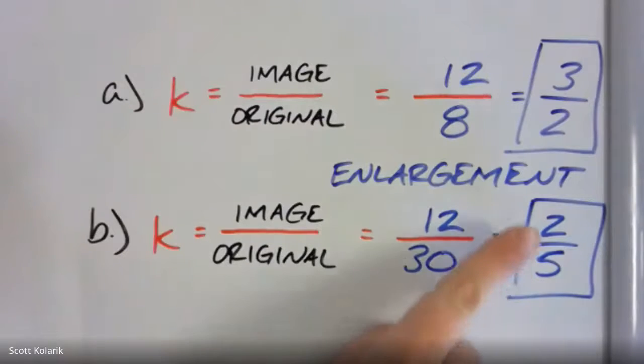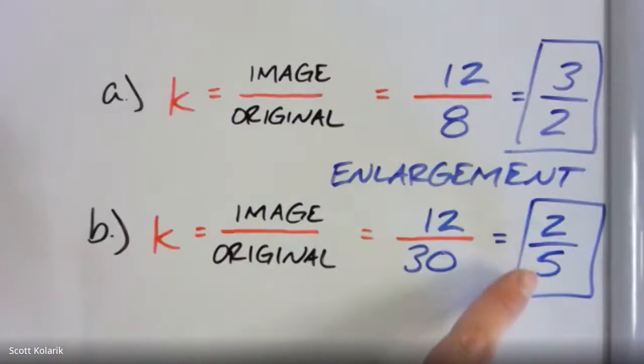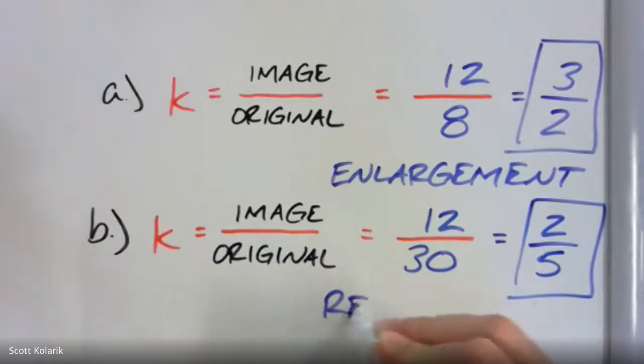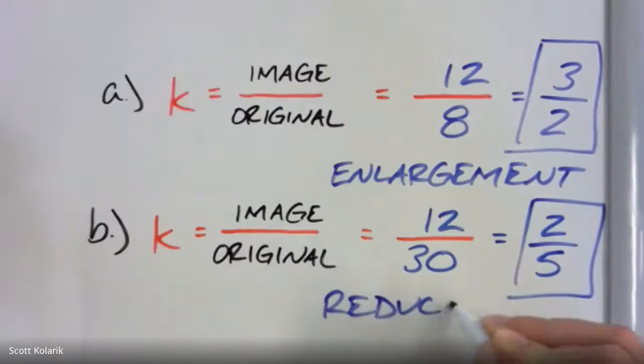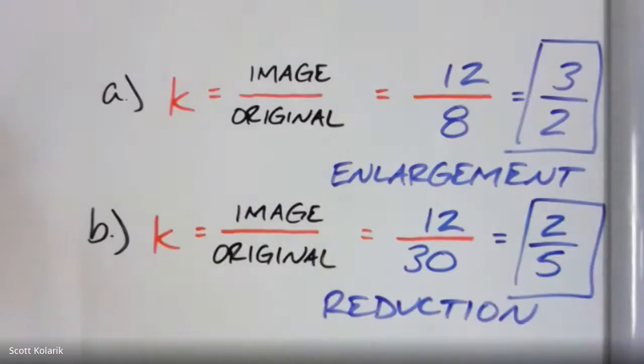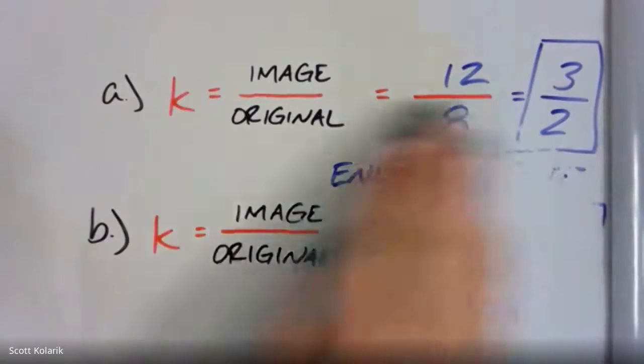Now it's worth noting 2 over 5 is less than 1. 1 in this case would be 5 over 5. So since this is less than 1, this is what we would call a reduction. Again, very apparent if you were to look at the diagram itself, the image is definitely smaller than the original. So that's kind of like a quick sanity check here. But that's how you would end up actually measuring what is K, or scale factor. Let's move on.